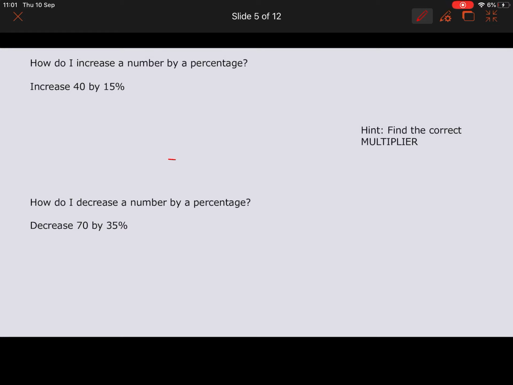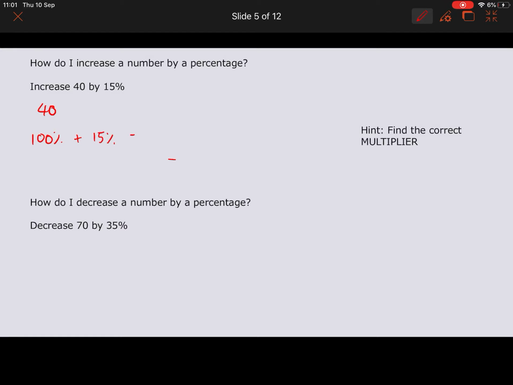Right, okay. So, we're being asked here to increase a number by a percentage. So we want to increase 40 by 15%. And I've given you a hint here. We need to find a multiplier. Now, if you can remember how to do this, by all means, stop the video and see if you can do it yourself, and then run the video and check you are right, okay? But if you want to just roll the video and see how to do it, that's fine.